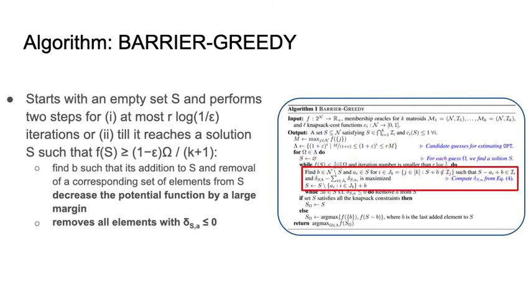In the first step, barrier greedy finds an element B such that its addition to set S and removal of a corresponding set of elements from S in order to keep set S feasible decrease the potential function by a large margin. In the second step, it removes all elements from set S with a non-positive delta.